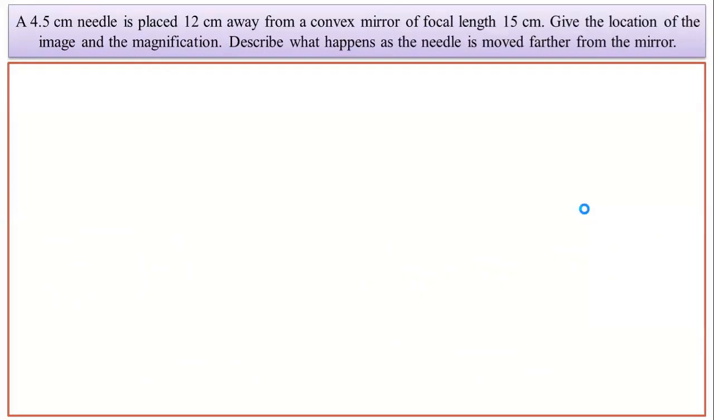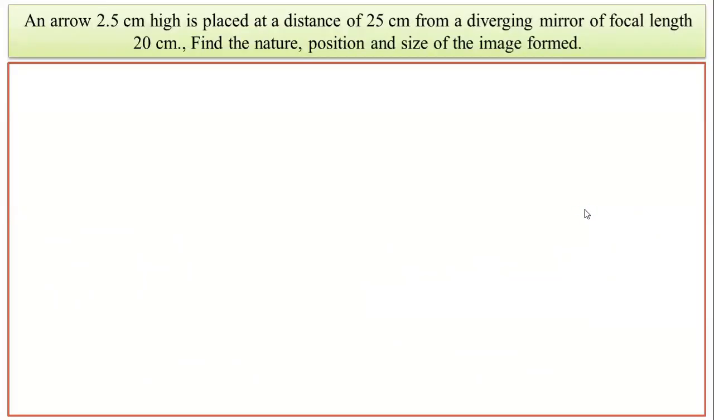Now let's move to another question. This is the last question which we are going to discuss, and then I will end this lecture here. So let's see what this question shows. An arrow of 2.5 centimeter is placed at a distance of 25 centimeter from a diverging mirror. We had already discussed diverging mirrors and converging mirrors. We know that concave mirrors are converging mirrors and convex mirrors are diverging mirrors. So sometimes questions can use that name. The diverging mirror has a focal length of 20 centimeter; find the nature, position and size of the image.